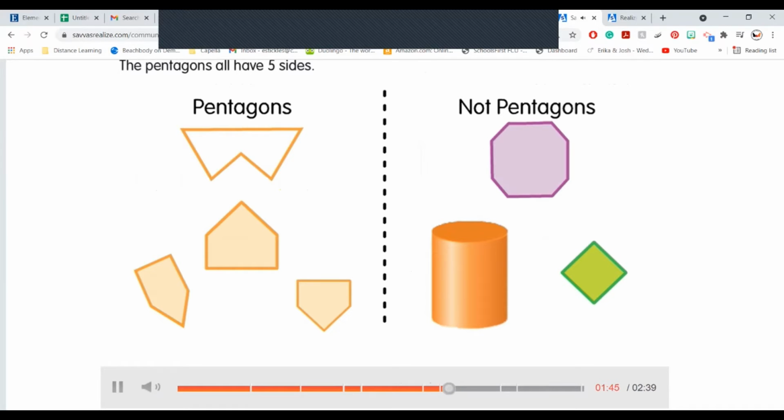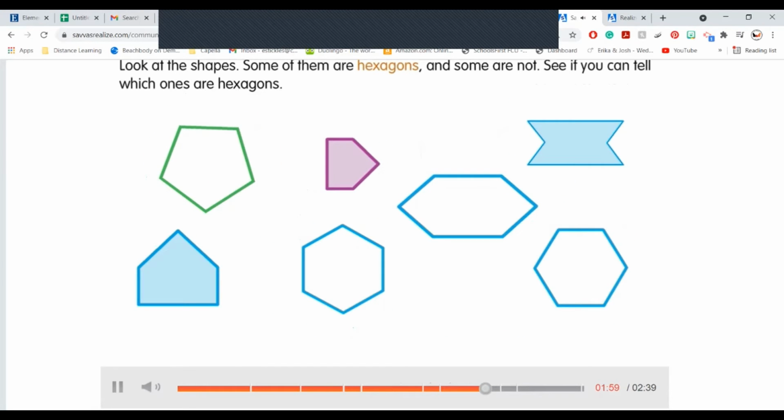The pentagons all have five sides. The pentagons all have five vertices. The pentagons all have five angles. Look at the shapes. Some of them are hexagons, and some are not. See if you can tell which ones are hexagons.